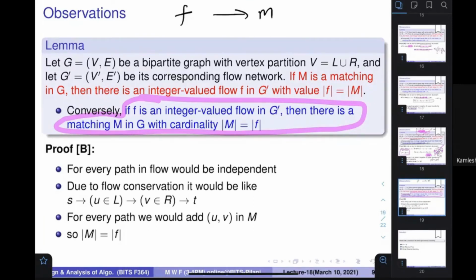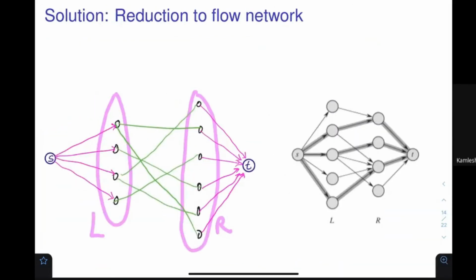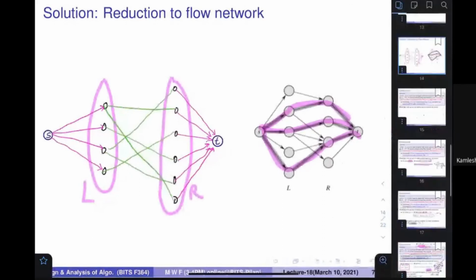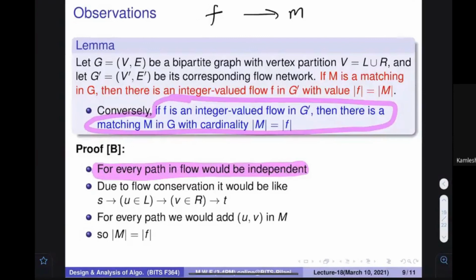To create this, we have to again use that particular observation, that every path in the flow would be independent. You know this? We have seen earlier that every path that is going to be inside the flow is going to be independent. Okay, we know this. Since we know this, using this, the flow conservation would be like this.